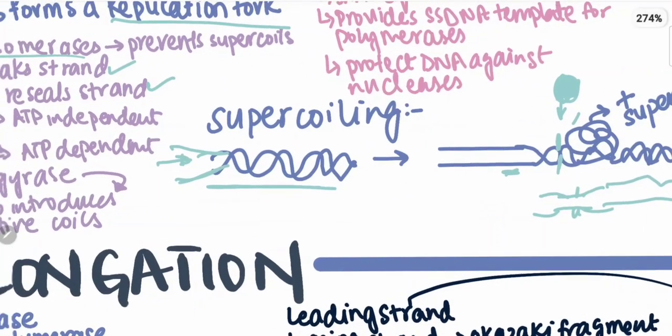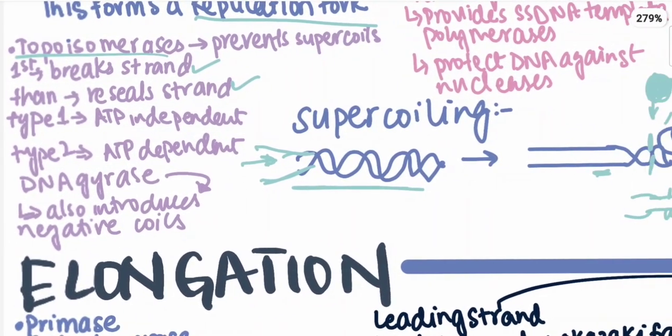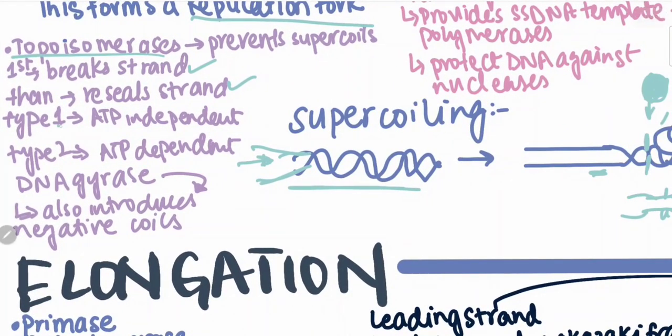That's what topoisomerases do. Now, there are two types of topoisomerase. Type 1 is ATP independent. It does not require ATP. But type 2 requires ATP. Easy way to remember this is that ATP has T in it and type 2 has 2, so 2 starts from T. So ATP dependent type 2. Type 2 is called DNA gyrase.